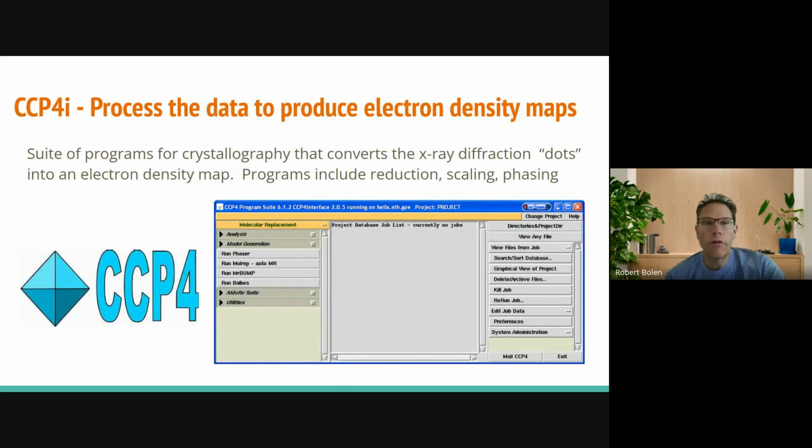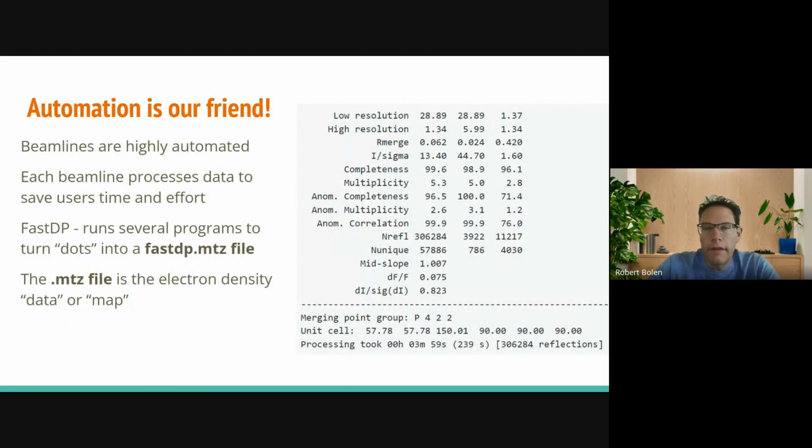CCP4 is a suite of programs that actually processes the data, and that's what produces the electron density maps. So these programs are loaded up at the beamline, and what these basically do is convert that X-ray diffraction dot into that map. And so there are all sorts of programs going on behind the scenes that we don't see. There's reduction, there's scaling, there's phasing. And basically what you end up with is the ability to take that data and automatically process it. So automation is what's happening at the beamlines. The beamlines are highly automated. So each beamline takes the data, processes it, which saves us time and effort.